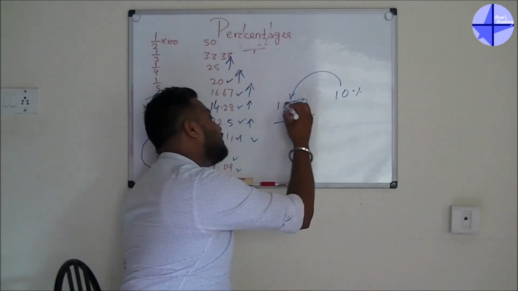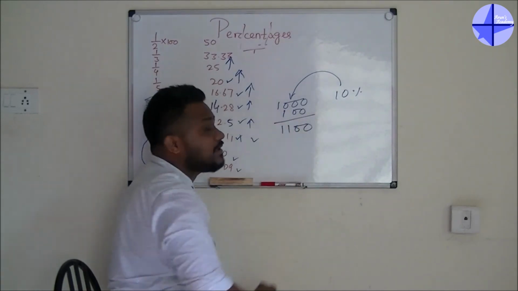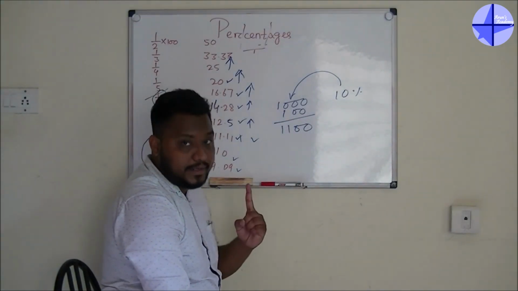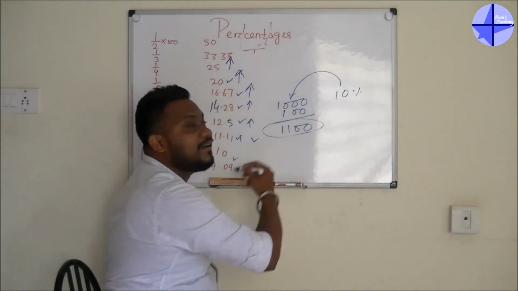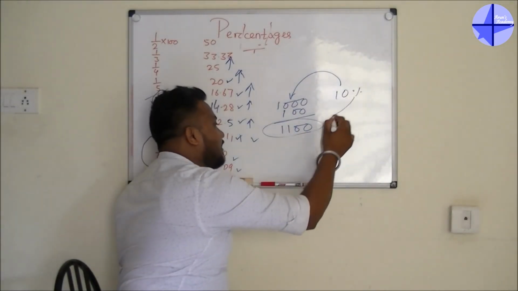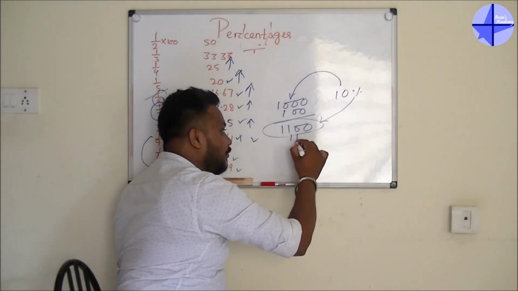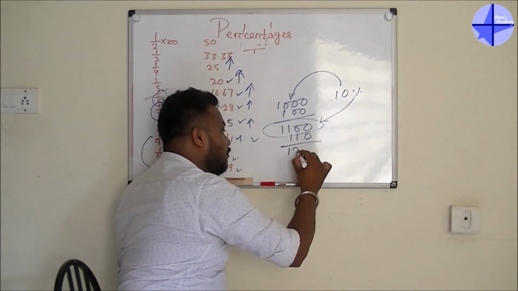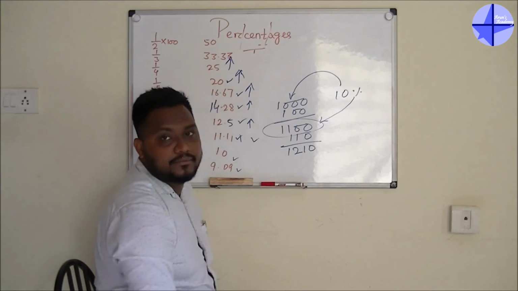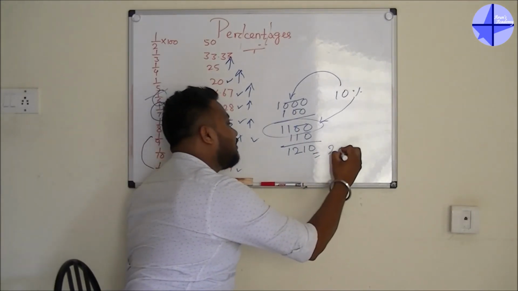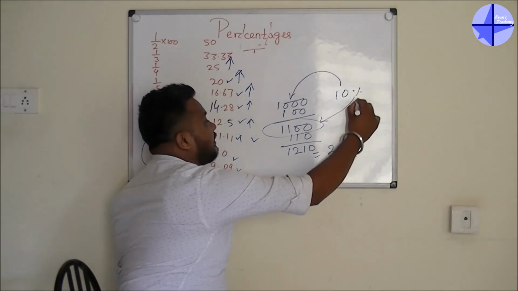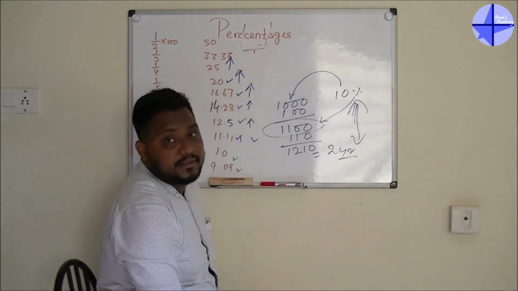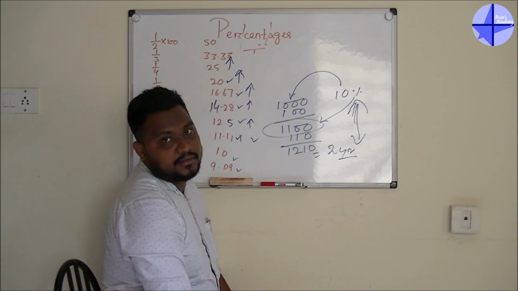So now the population of the village is 1100 after 1 year. Now again it will increase on 1100. So 10% of 1100 you will get 110. So this one will be 1210. So this will be the population after 2 years. And this is your gradual increase.